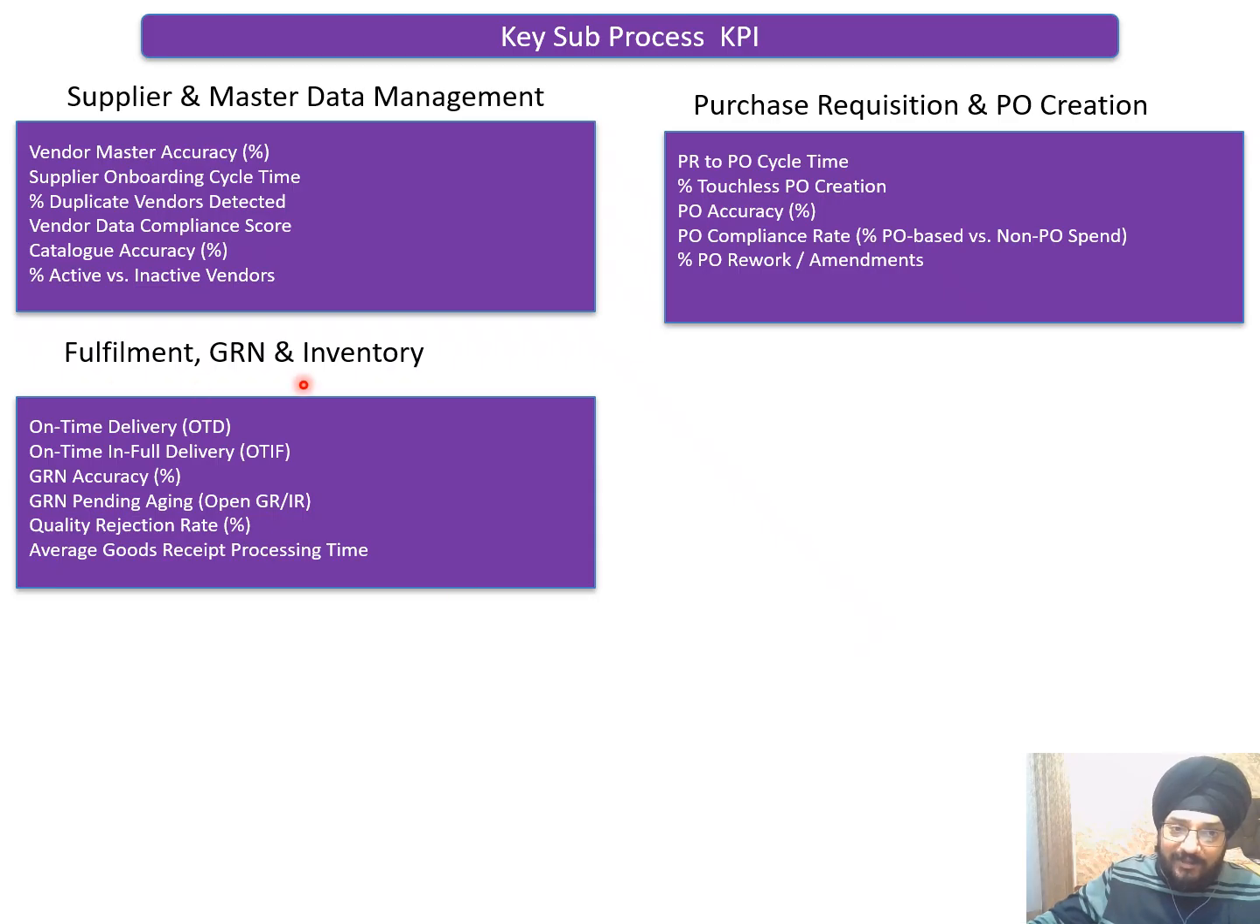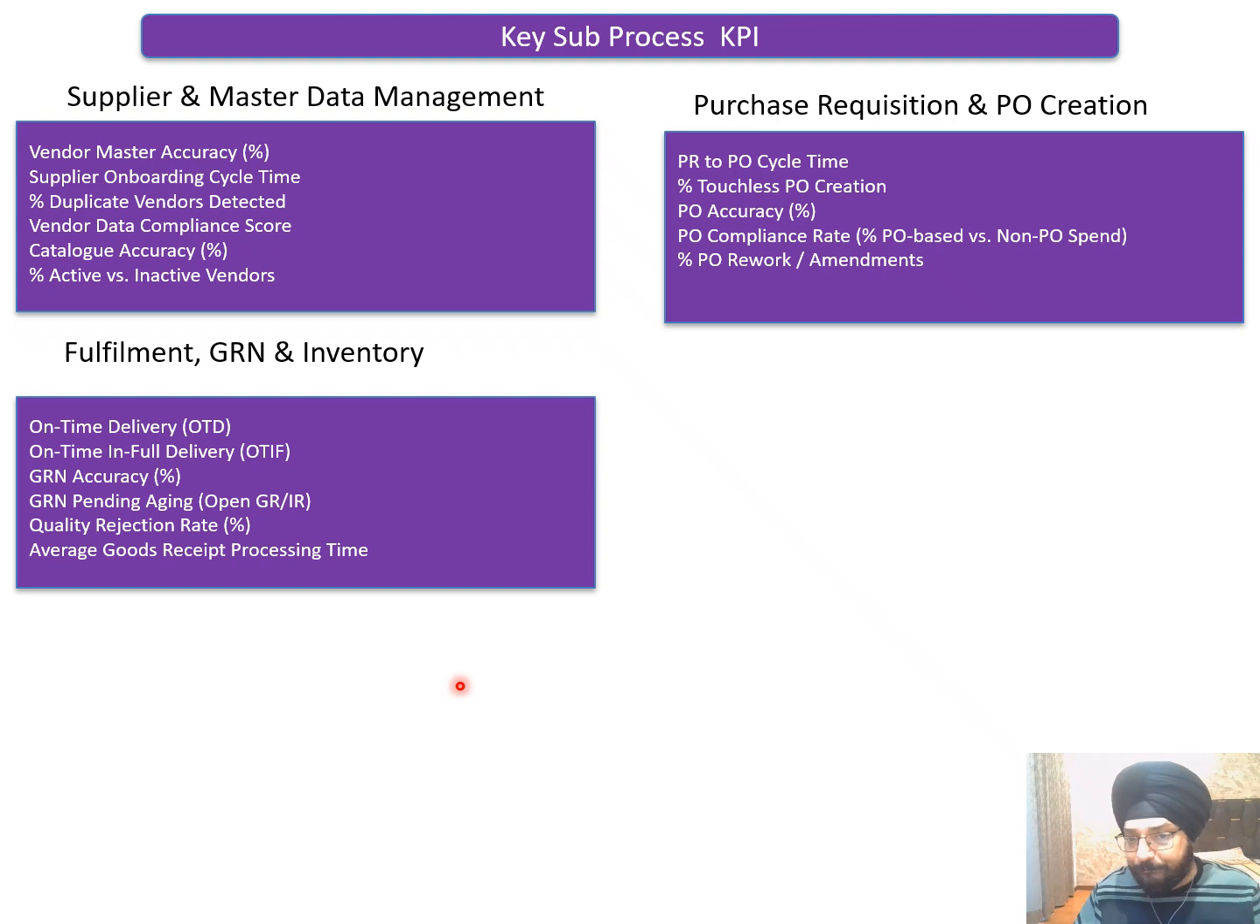So fulfillment and GRN summary: on-time delivery, on-time in-full delivery. There's a difference, because on-time delivery is largely for a staged delivery, wherein let's say we have an order but we ask for delivery in five tranches. This will first record the delivery of each tranche, and then finally record the final delivery when we receive the total order for that particular purchase order. So GRN accuracy, GRN pending aging, open GR and IR, quality rejection rate, average goods receipt.